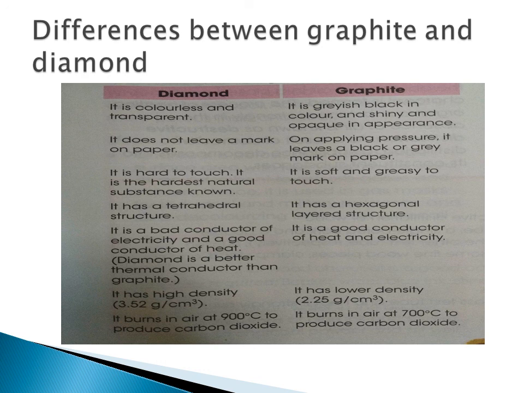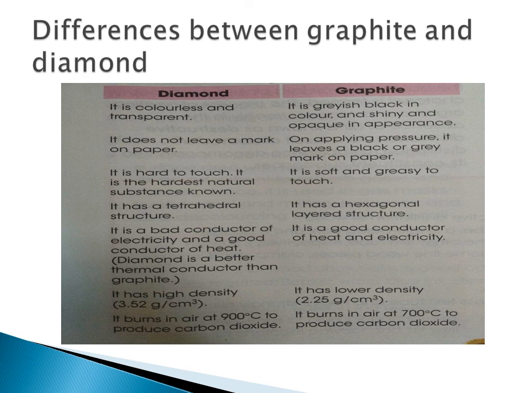Diamond does not leave a mark on paper. Graphite, on applied pressure, leaves a black or grey mark on paper. This is the reason why graphite is used in pencil lead. Graphite mixed with clay is used in pencil lead because graphite leaves a black mark on paper. Then diamond is hard to touch. It is the hardest natural substance known. On the other hand, graphite is soft and greasy to touch.